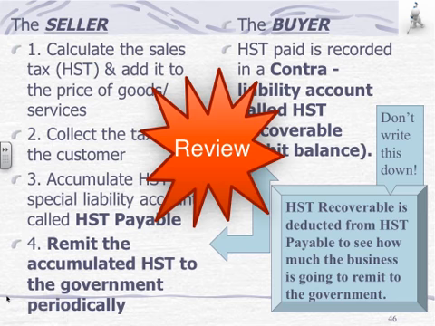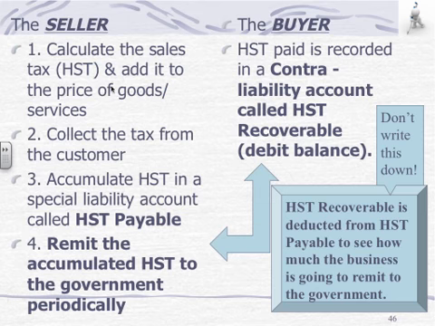If you are the seller, first you have to calculate the sales tax, the HST, and add it to the price of the goods or services. Number 2, you have to collect the tax from the customer. Number 3, you have to accumulate the HST in a special liability account called HST payable, because you have to pay that back to the government. Number 4, you have to remit the accumulated HST to the government periodically.